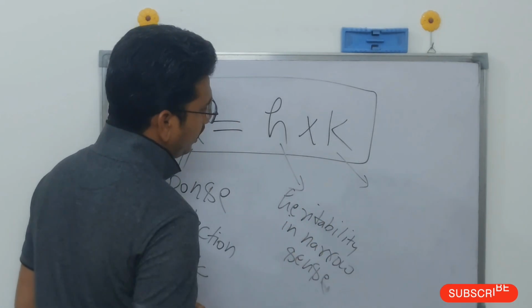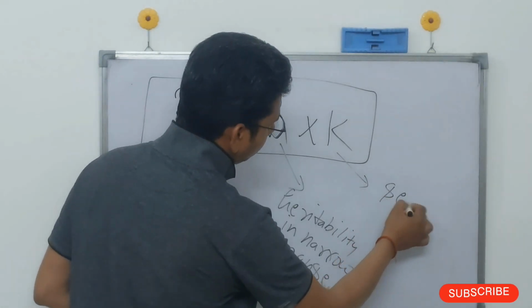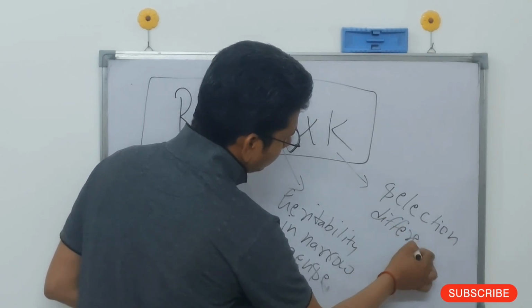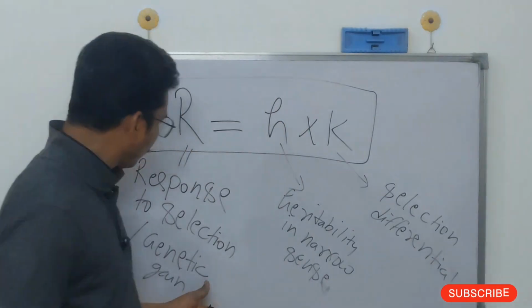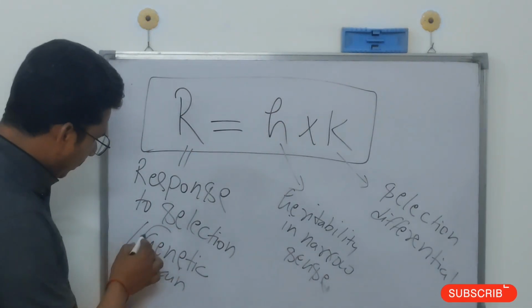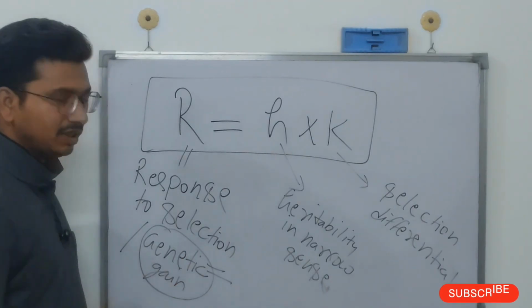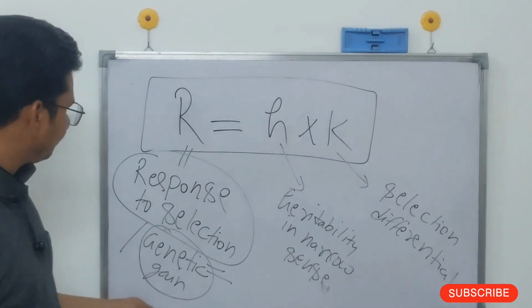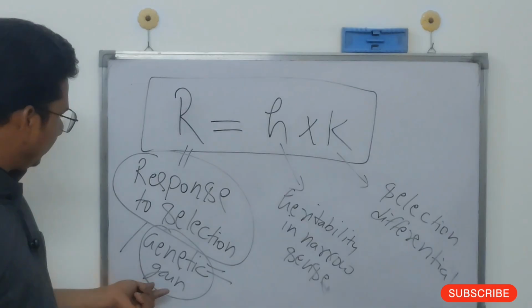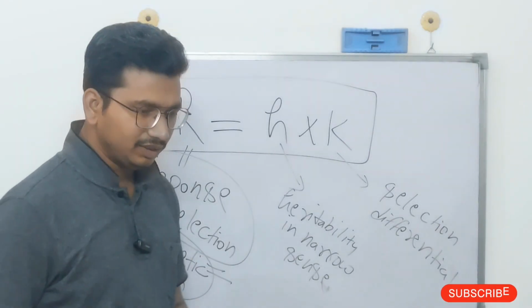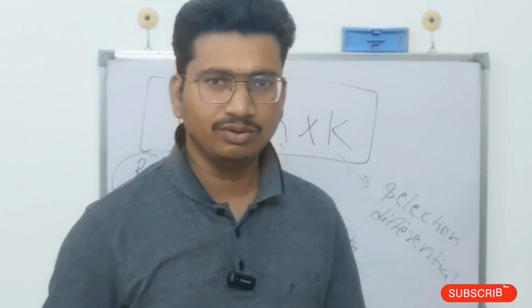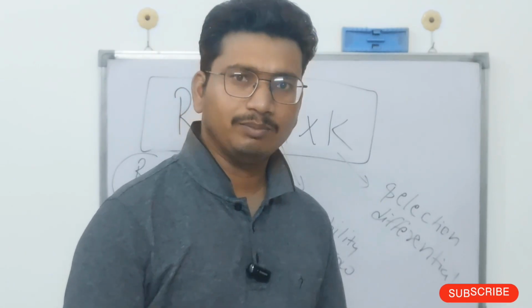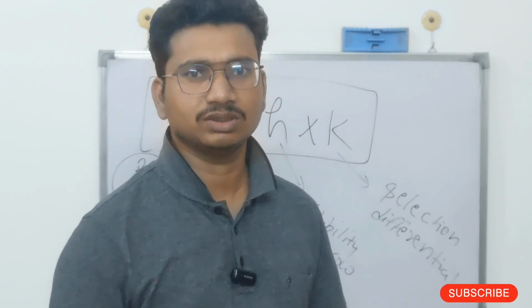And here the K is selection differential. In our previous video, we have discussed genetic gain or response to selection. You can watch the video. The genetic gain is the improvement in the mean phenotypic value of progeny of selected population over the progeny of unselected population or base population.